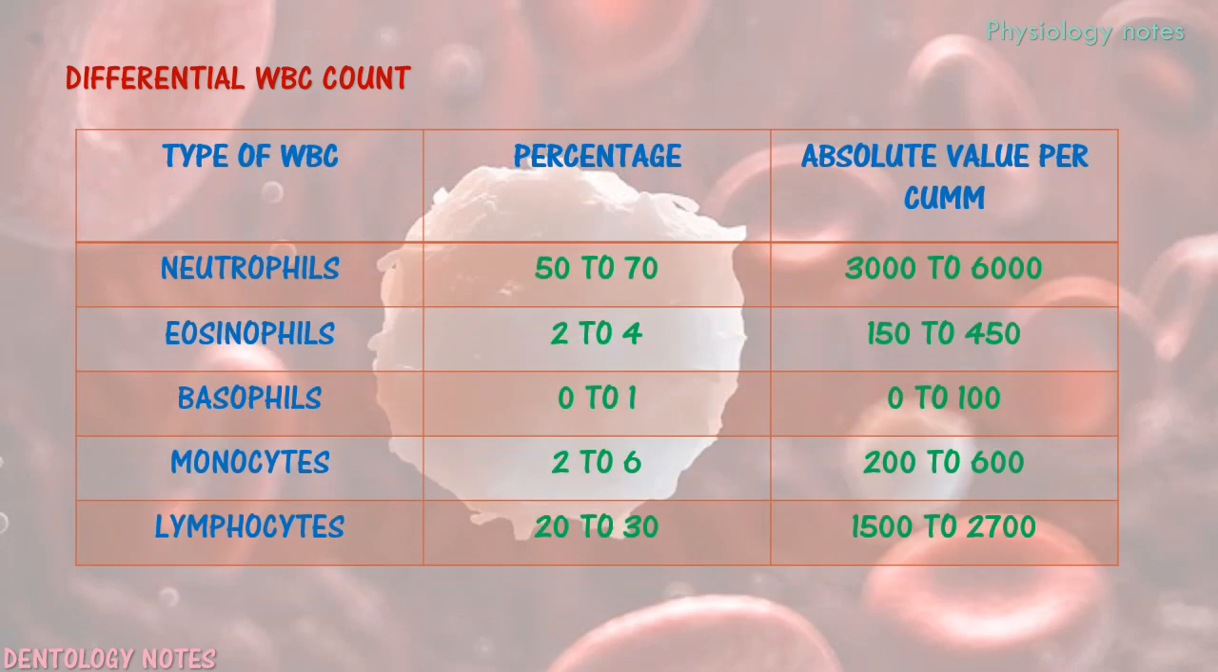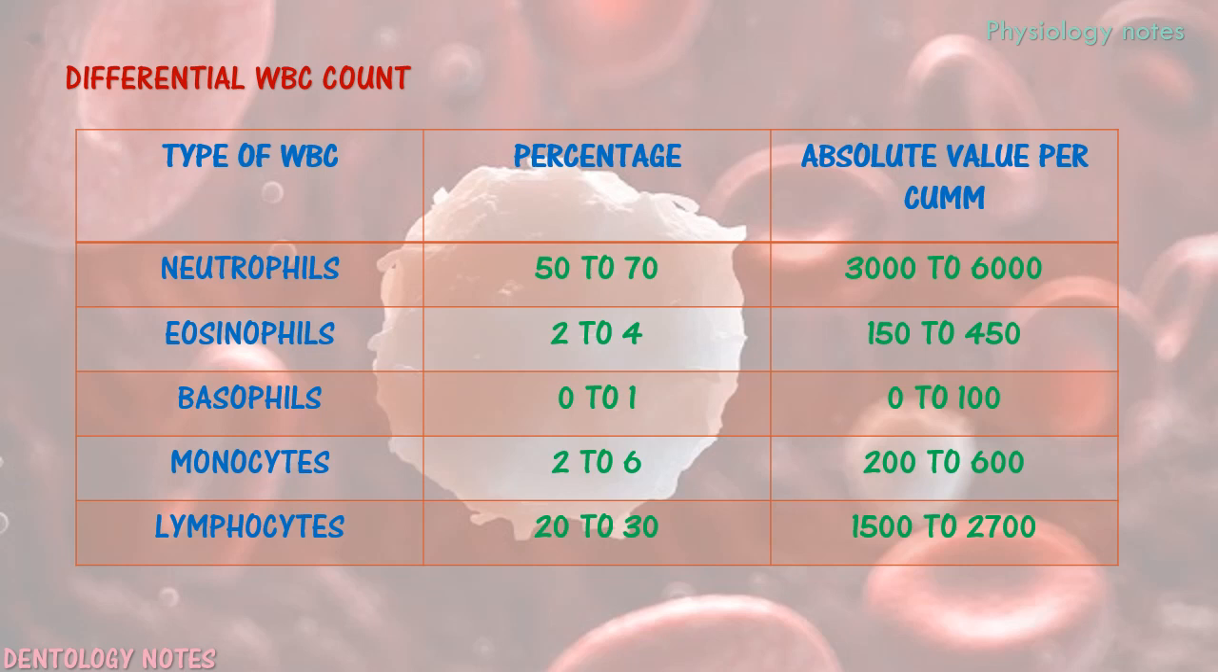Normal value. Normal WBC count ranges between 4,000 to 11,000 per cubic millimeter of blood. Differential WBC count: type of WBC, percentage, absolute value per cubic millimeter. Neutrophils, 50 to 70%, 3,000 to 6,000 per cubic millimeter.